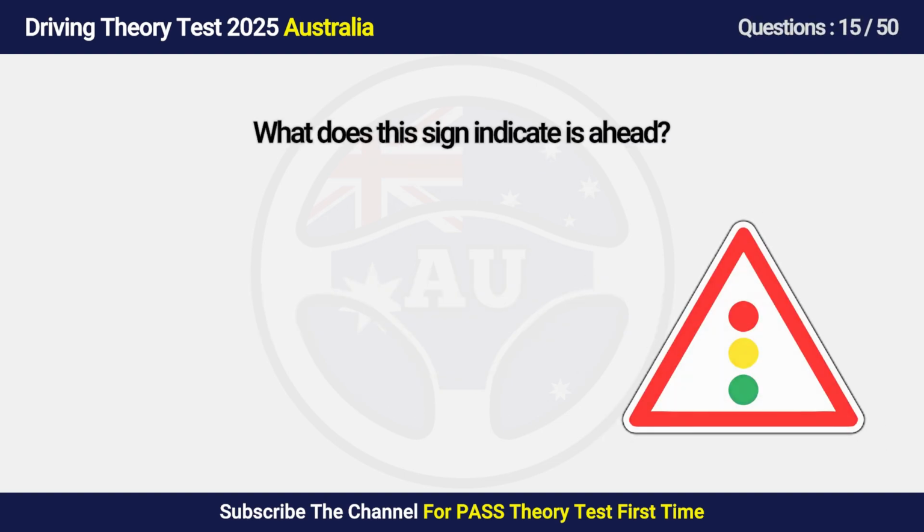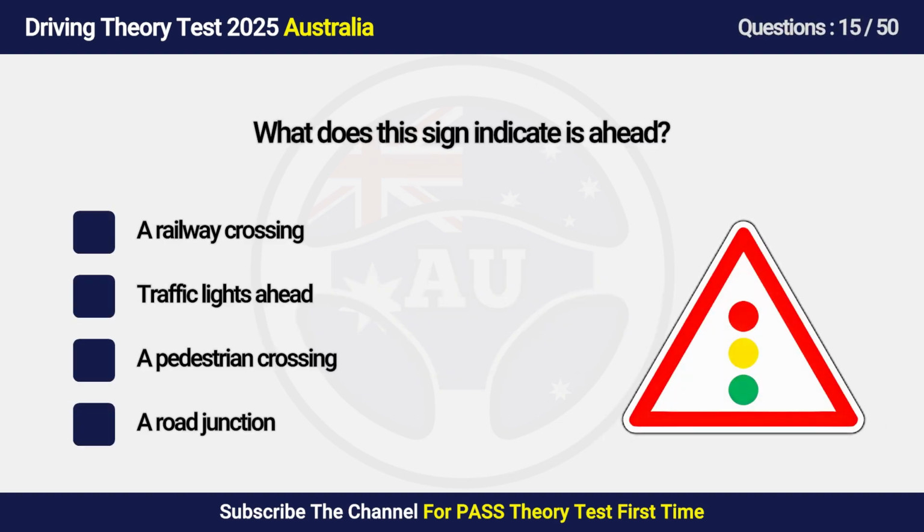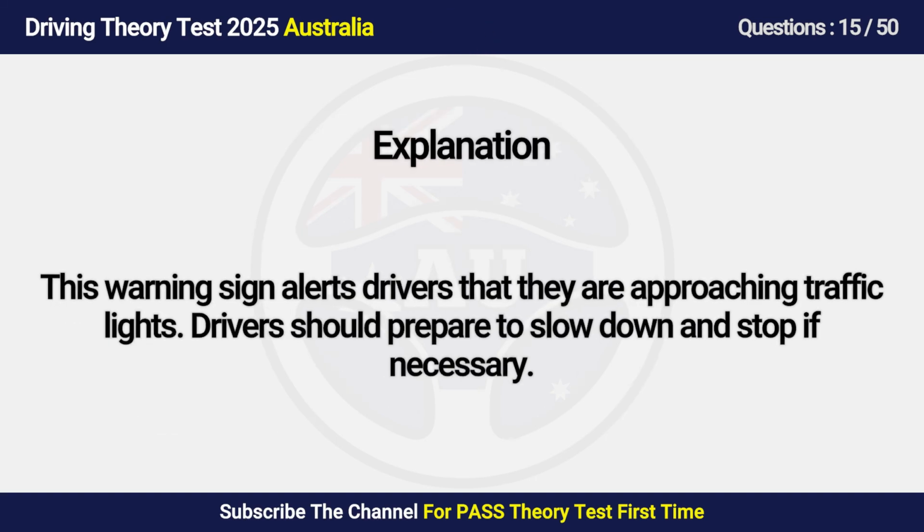Question 15. What does this sign indicate is ahead? A. A railway crossing. B. Traffic lights ahead. C. A pedestrian crossing. D. A road junction. Answer is B. Traffic lights ahead. This warning sign alerts drivers that they are approaching traffic lights. Drivers should prepare to slow down and stop if necessary.